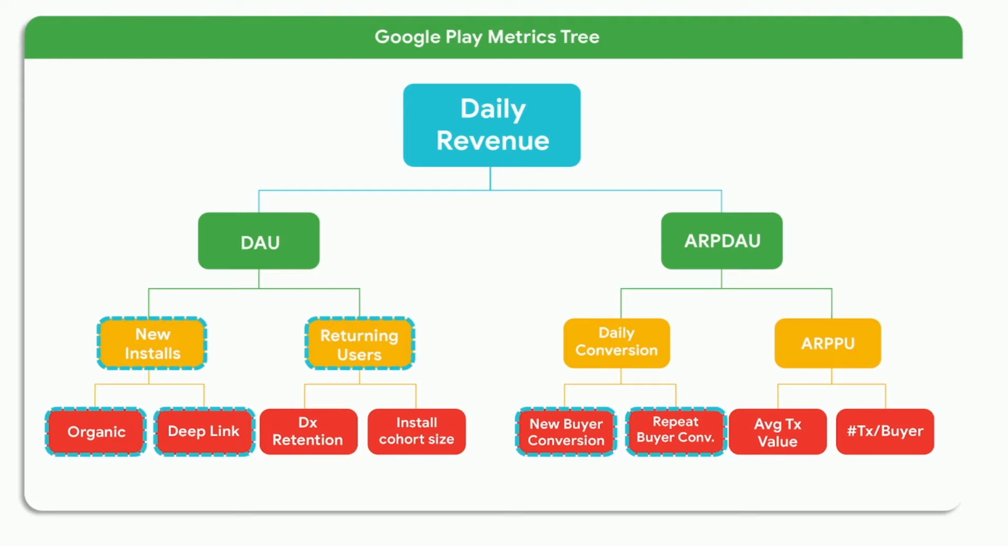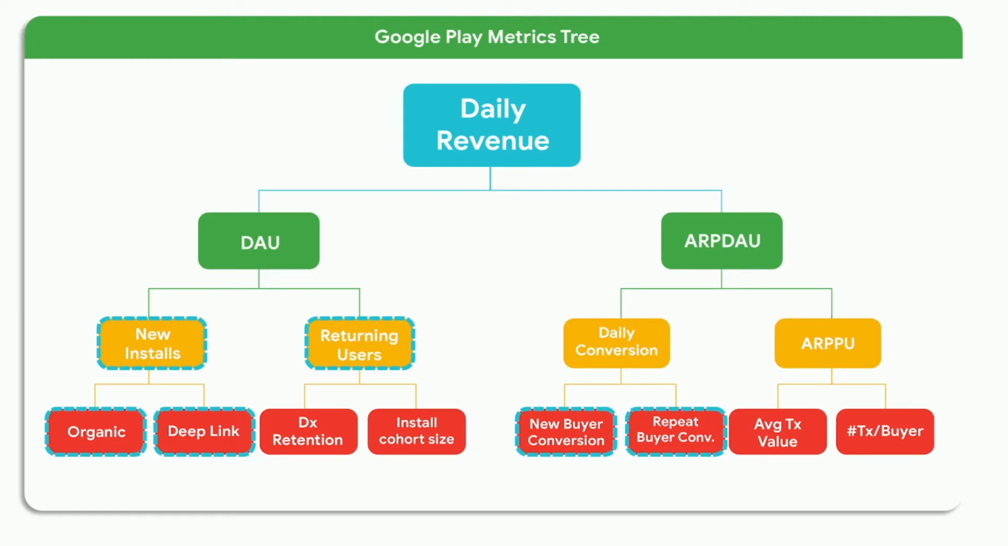Every metric will have a parent. And if two metrics have the same parent, you'll multiply them together in order to get the parent value. So for example, we have daily active users and average revenue per daily active user. If we multiply those values together, they'll equate to our daily revenue.